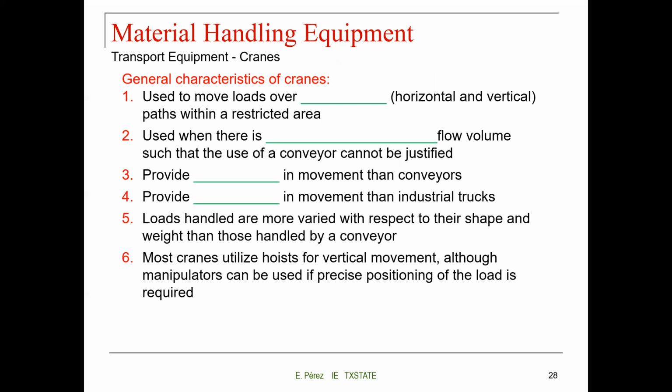So here we have the transport equipment cranes. General characteristics of cranes, they're used to move loads over variable paths within a restricted area. And they're used when there is an insufficient flow volume, such that the use of a conveyor cannot be justified. Provide more flexibility in movement than conveyors. Provide less flexibility in movement than industrial trucks. And loads handled are more varied with respect to their shape and weight than those handled by a conveyor. Most cranes utilize hoists for vertical movement, although manipulators can be used if precise positioning of the load is required.